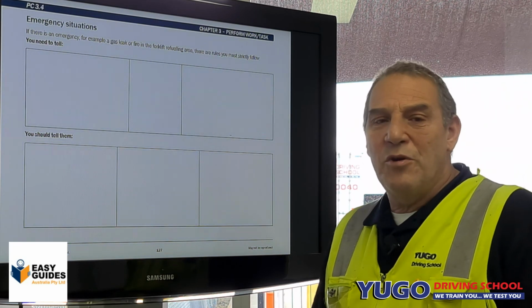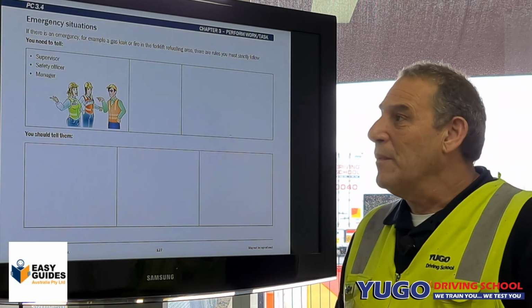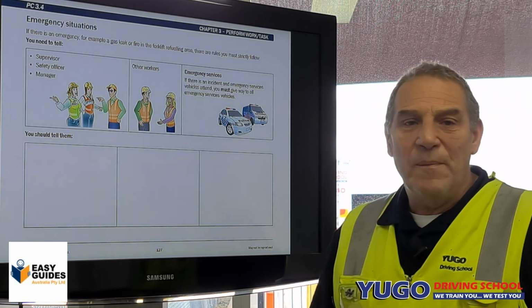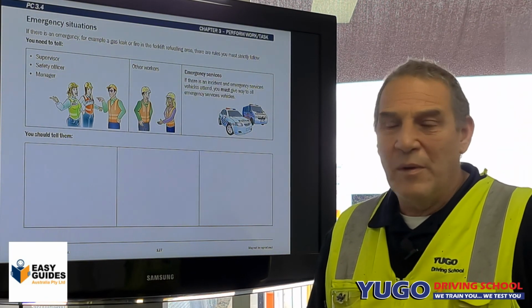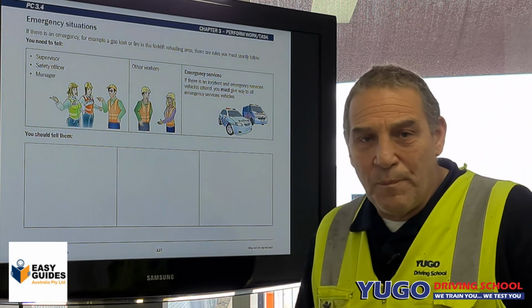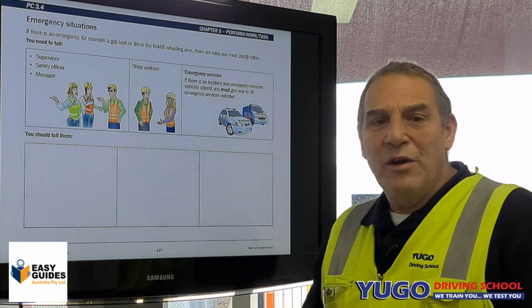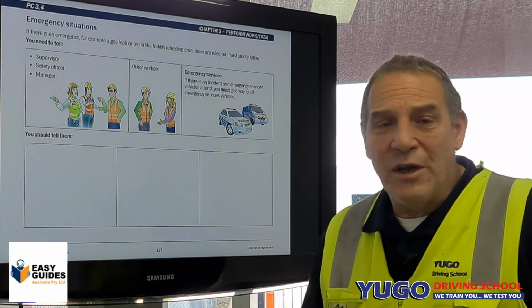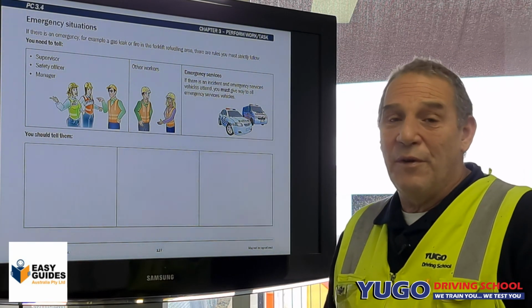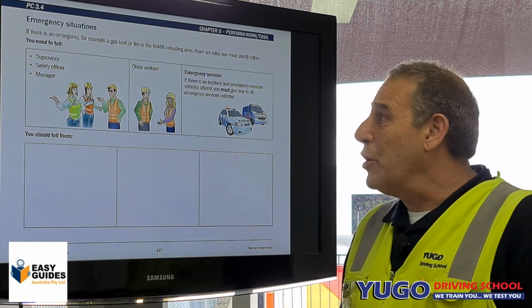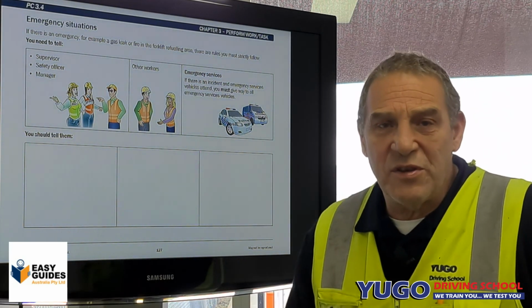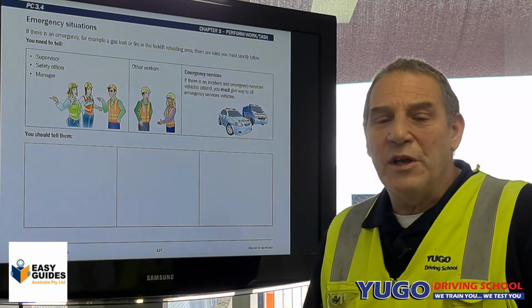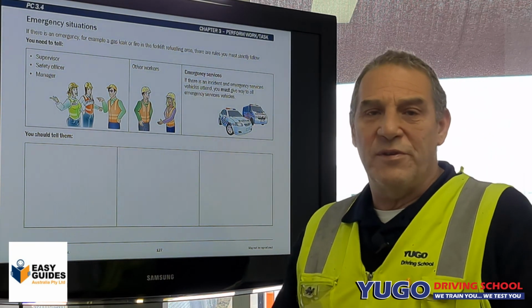If there is an emergency on your work site, you need to tell people about the emergency. Who would you tell? Well, you tell your people of authority, your manager, your supervisor, your team leader, OH&S representative, if you've got one, other workers, there could be visitors on site. They all need to know there's an emergency. And you need to contact emergency services.